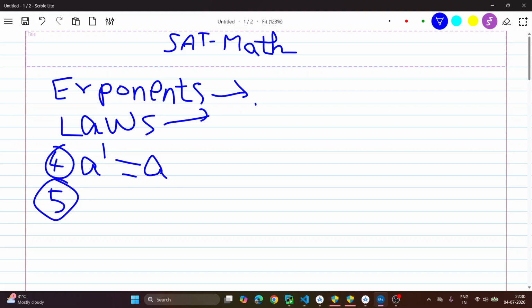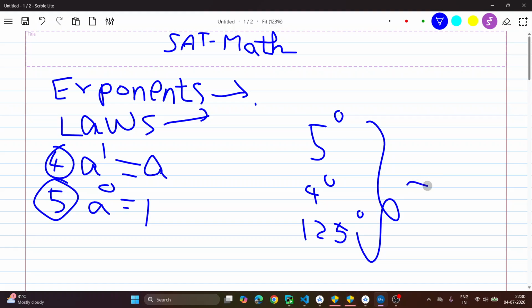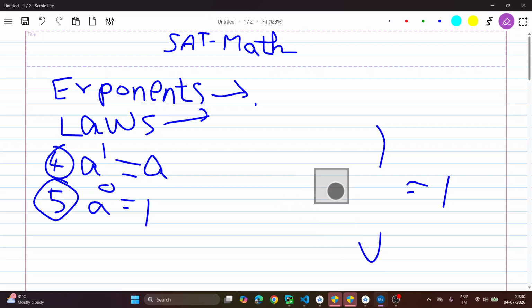So 5: a power 0 equals 1. a can be anything. For anything, if it's to the power 0, it's 1. 5 power 0, 4 power 0, 125 power 0, anything you take, everything equals 1. So I guess it's pretty clear to you. So we'll go to the next law.